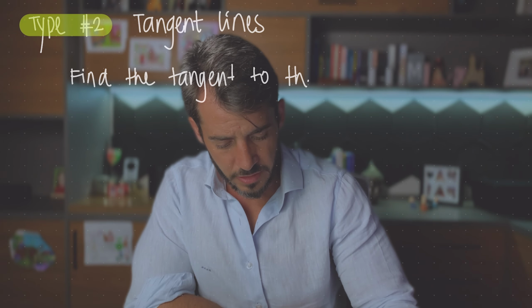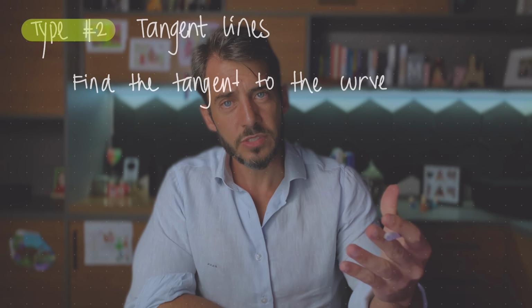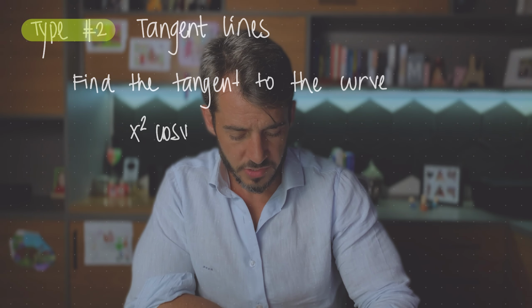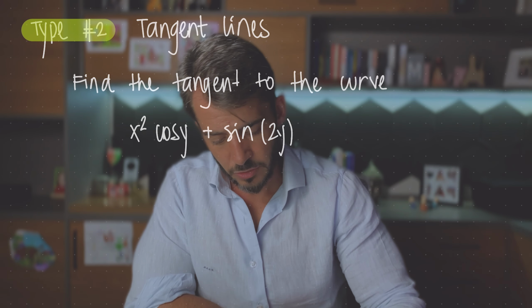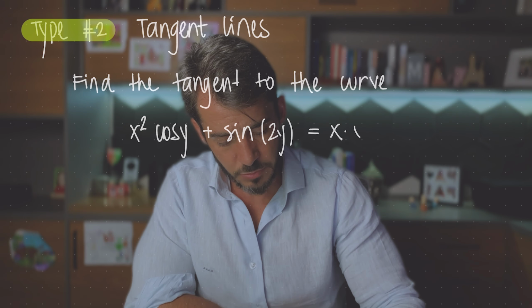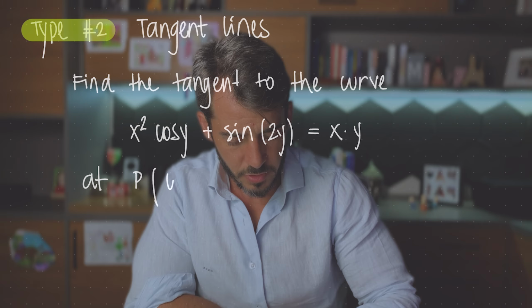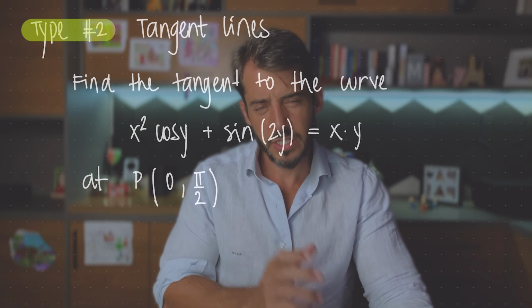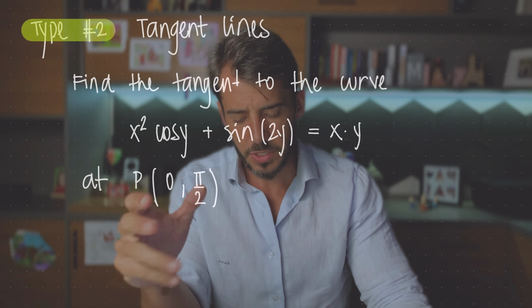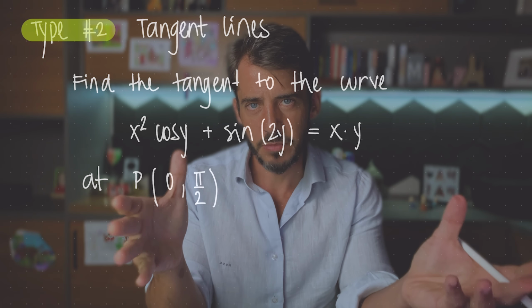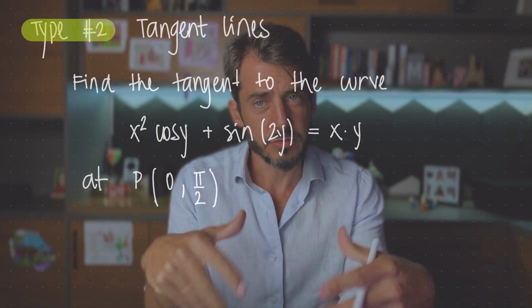So let's build this exercise. Find the tangent to the curve, and we're going to use the same one, x squared cosine of y plus sine of 2y equals x times y at the point P, which is the point 0, pi over 2. Now, you don't need to worry about checking this because obviously in the IB exam, they will give you a point that the curve actually crosses.